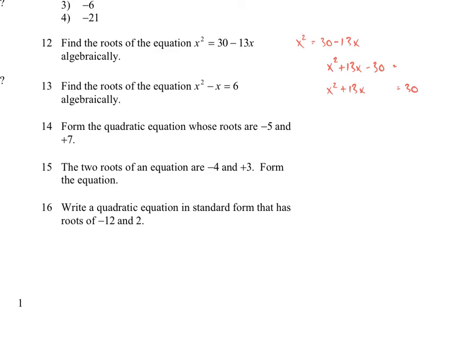All right, and then we have to choose the number that we're going to add to both sides. So we're going to add b over 2 squared to both sides. So we have to take 13, divide it by 2, and that's 6.5, and then square it, which equals 42.25.